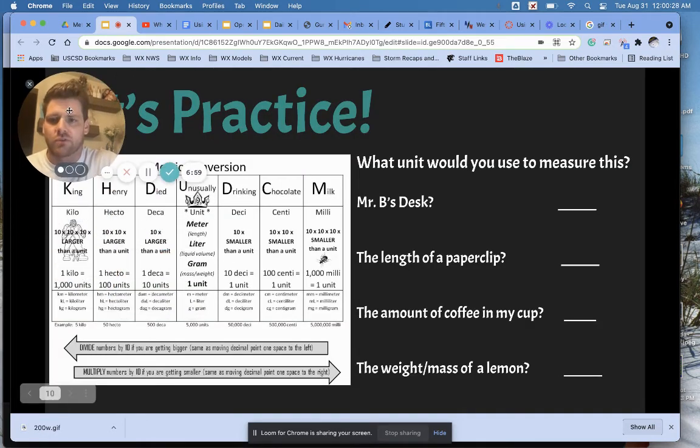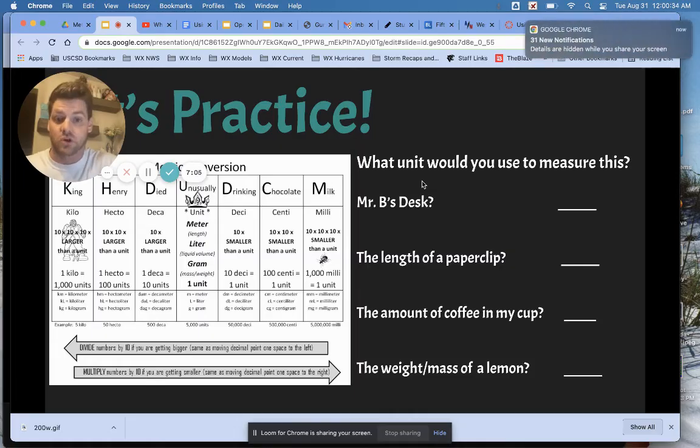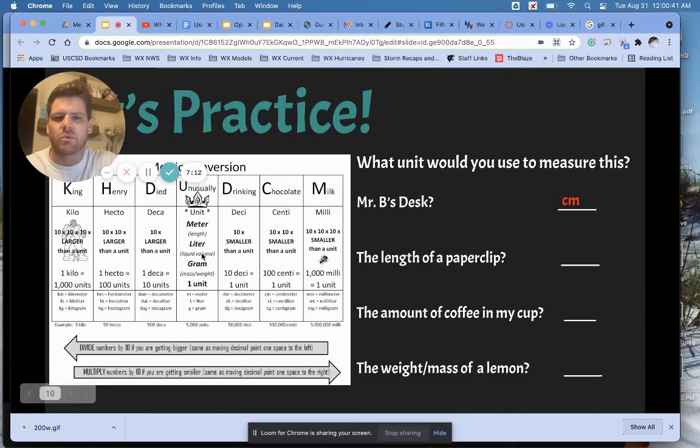Okay, let's practice this a little bit. All right, I've got our chart over here still. What unit we would use to measure. So this is just us trying to figure out, okay, what unit are we even going to start with? And if we were looking at my desk, we would probably measure that in centimeters. Okay, meters is probably too big, but we'd probably do it in centimeters. If we were measuring the length of a paperclip, that's probably going to be millimeters, something even smaller.